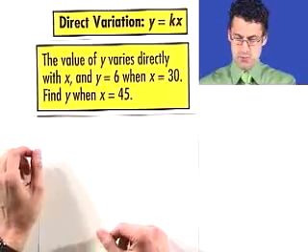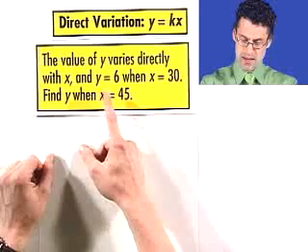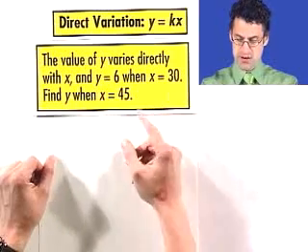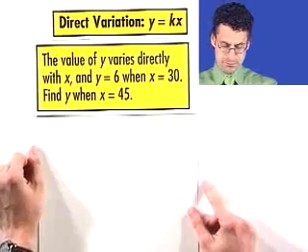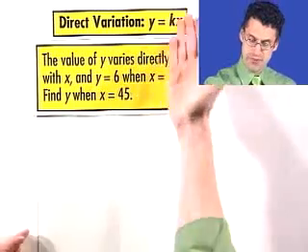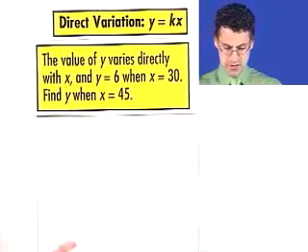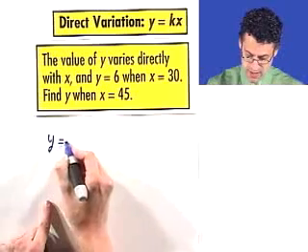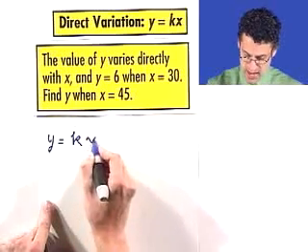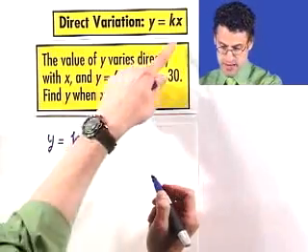So here's the question. The value of y, we're told, varies directly with x. And y equals 6 when x equals 30. Our question is to find y when x equals 45. But one way to do it is just to actually try to find the formula for this direct variation. Well, how could I do that? Well, I know that the formula will equal y equals kx, because I'm told that y varies directly with x. So there we have it.